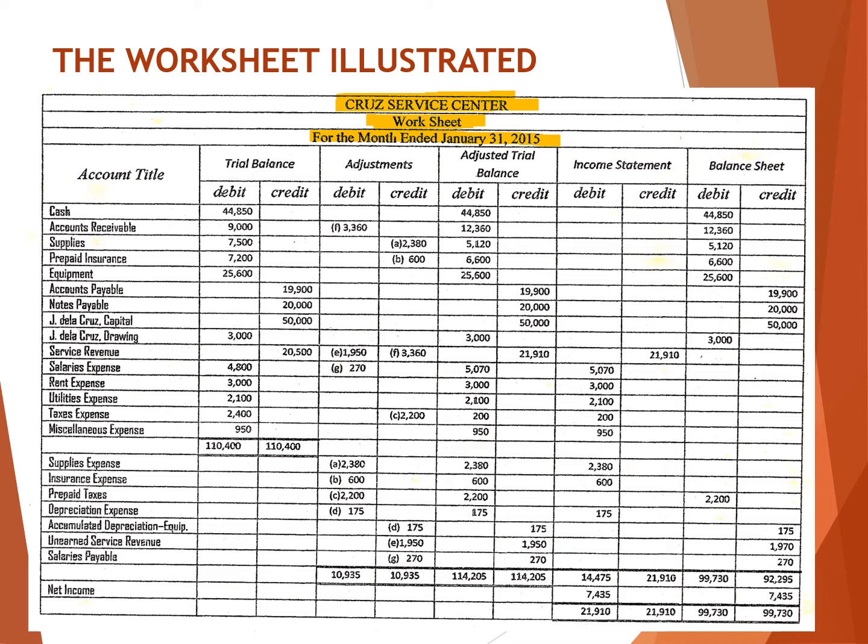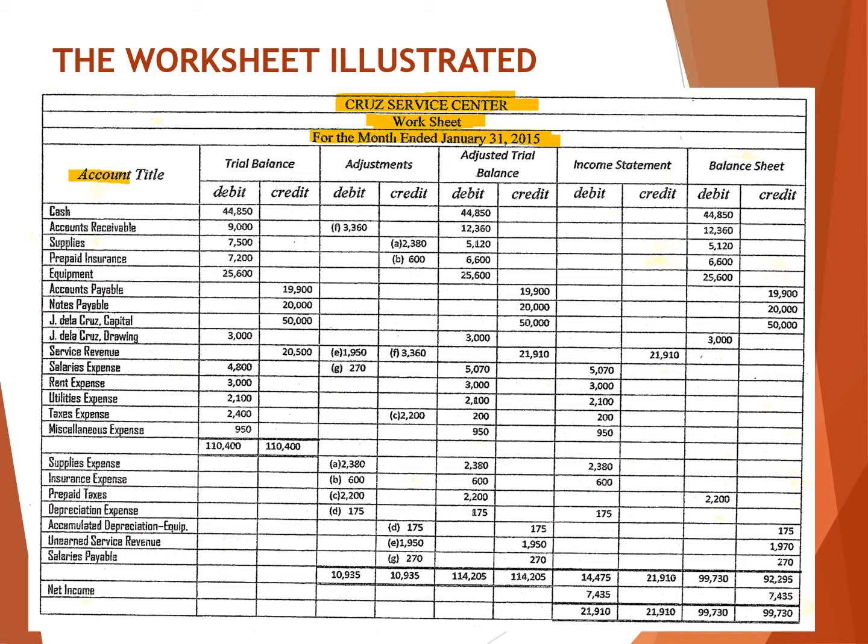The second line is the name of the report. Here, the report is worksheet. That's why we put worksheet. And then the third line is the date. Here, it is for the month ended January 31, 2015. Pwede rin naman for the year ended. Depende kung ano yung ginagawa mong report. Is it a yearly report or is it a monthly report? Okay?